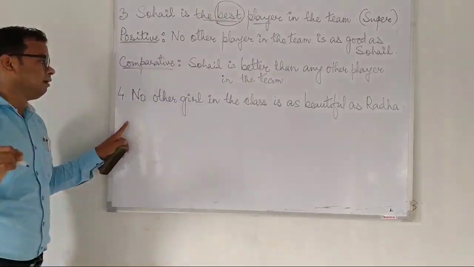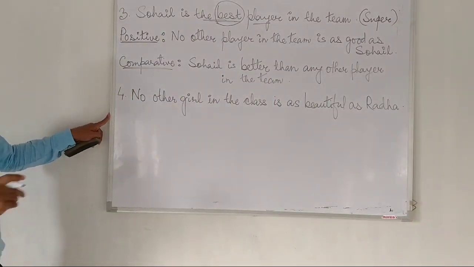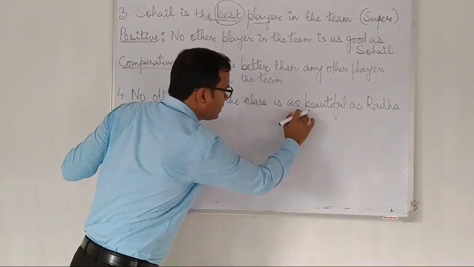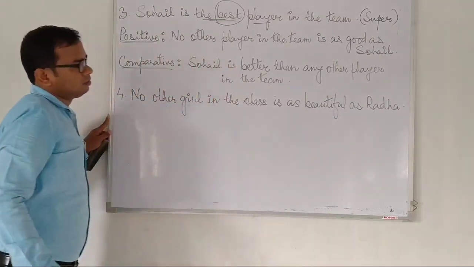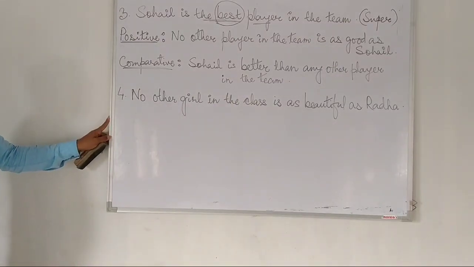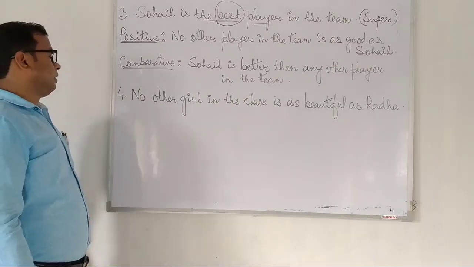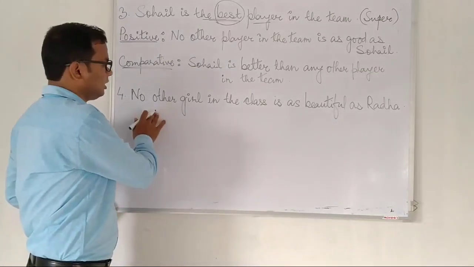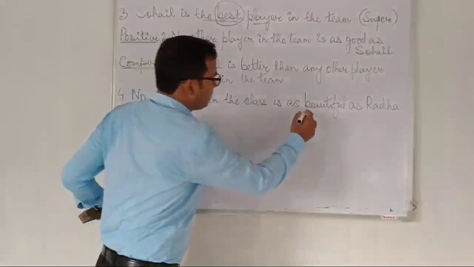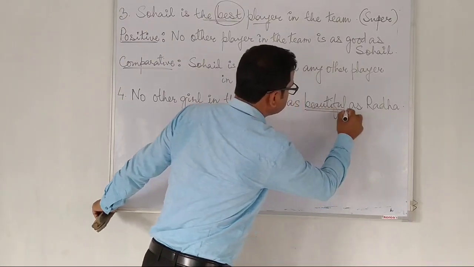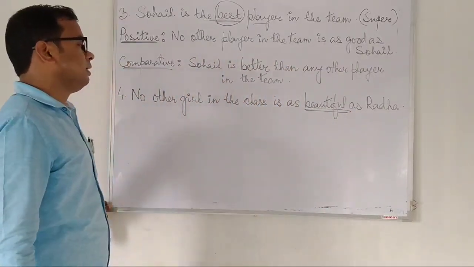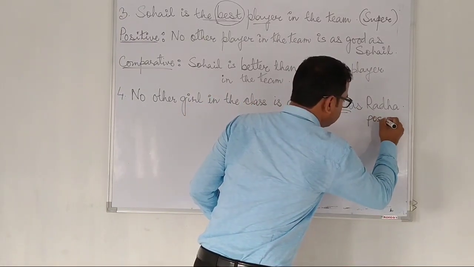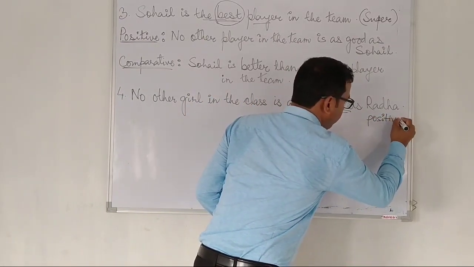Now let us take the last example of this video. No other girl in the class is as beautiful as Radha. So let us identify whether it is positive, comparative or superlative. Let us check the adjective. The adjective here is beautiful. It is a positive form.